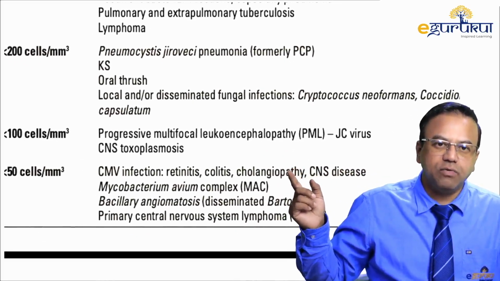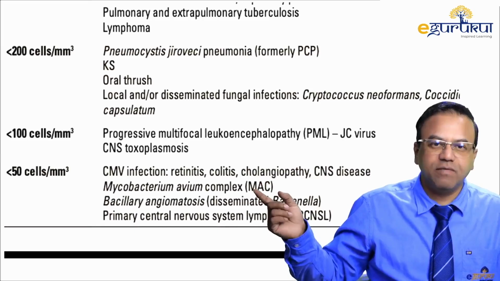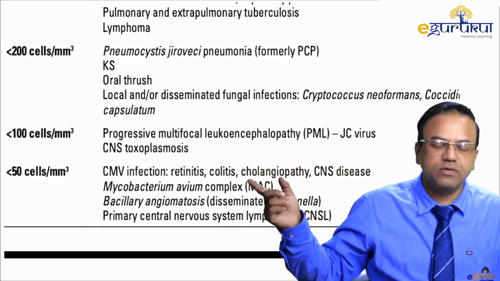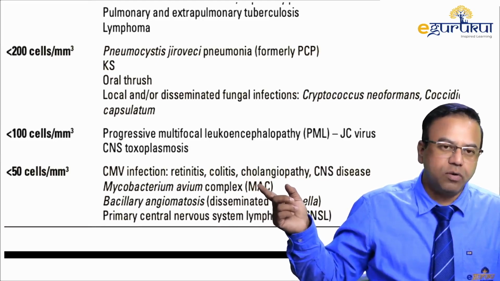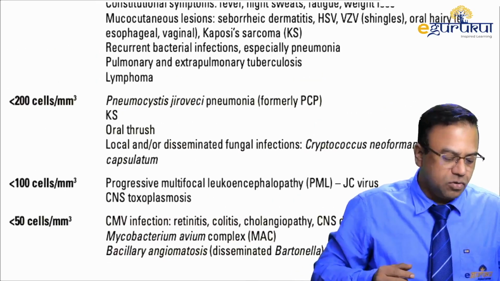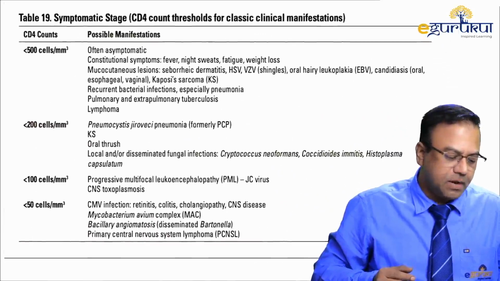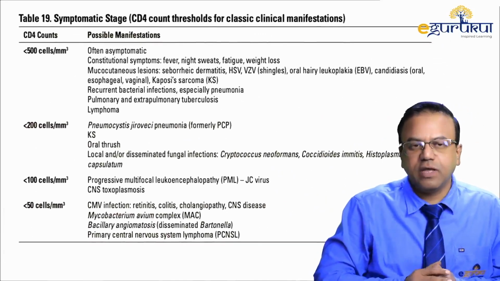And below 50, you will see CMV retinitis and Mycobacterium avium complex. So these two are the most important ones. You should know CMV retinitis particularly, and Mycobacterium avium complex become more important below 50. So to summarize once again then, based on the CD4 counts, you can expect the infections.